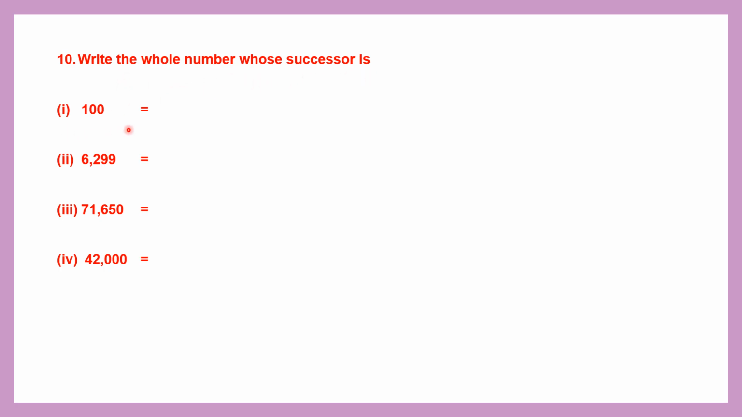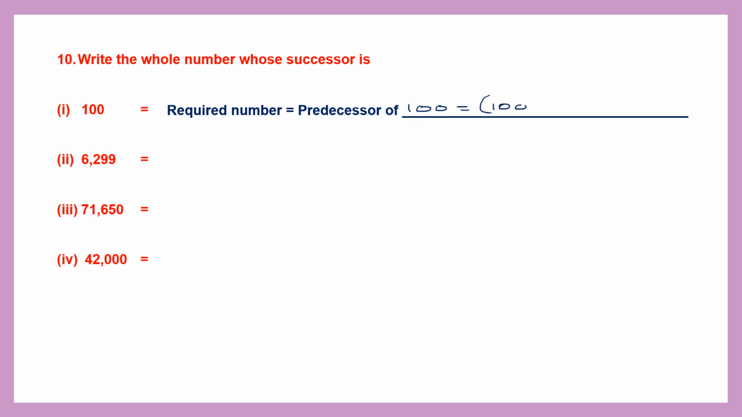Next question, write the whole number whose successor is this number. So here we are not asked what the successor is. Instead, we are saying this is the successor of a number. We need to find that number. So to find the required number, this is what we have to do. We have to find the predecessor of this number. I hope you understood. Here the question is, write the whole number whose successor is 100. So 100 is a successor. So to find the number whose successor is this, we have to find the predecessor of this number. So predecessor of 100, which is 100 minus 1. 100 minus 1 is 99.